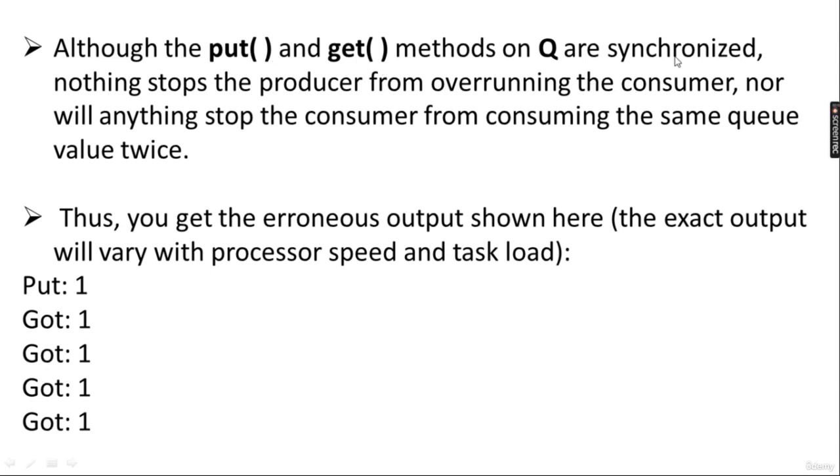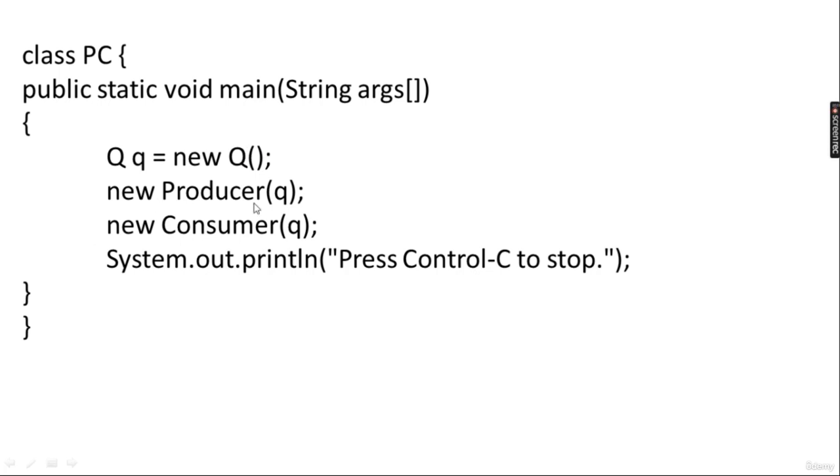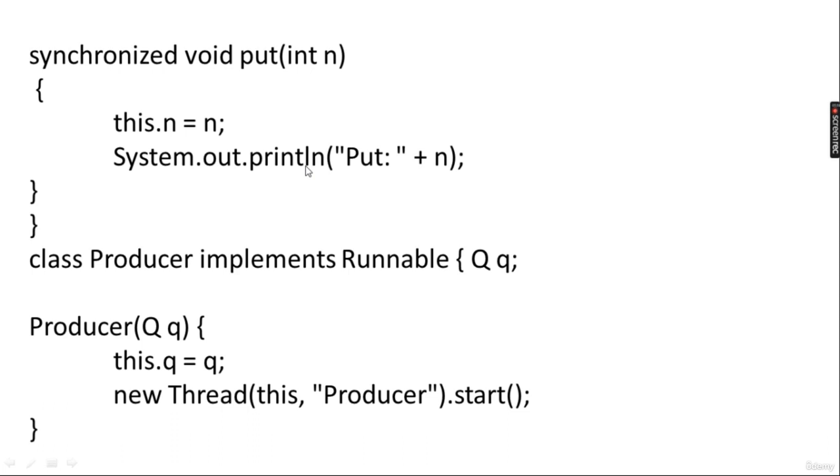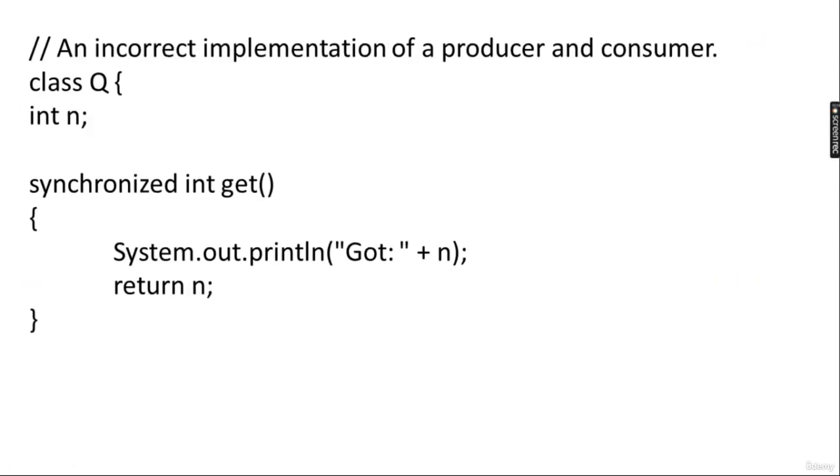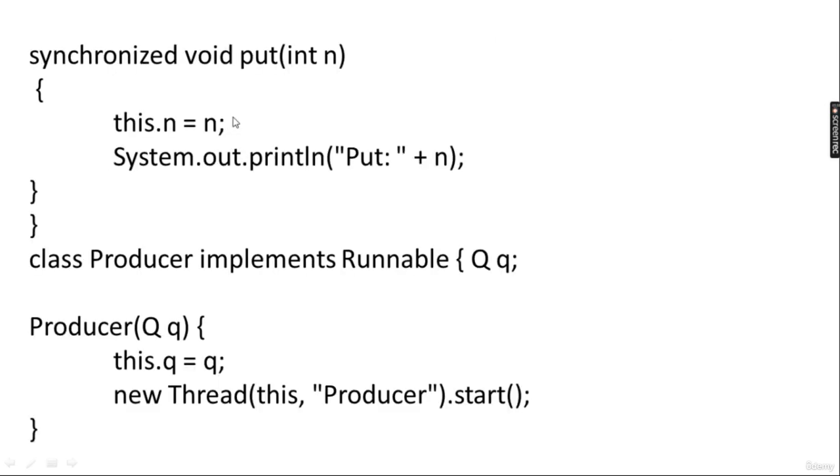The put and get methods are synchronized. Nothing stops the producer from overrunning the consumer, nor will anything stop the consumer from consuming the same queue value twice. So the queue object is a single object that we have created. In the queue object, we are getting the value and we are also putting the value.